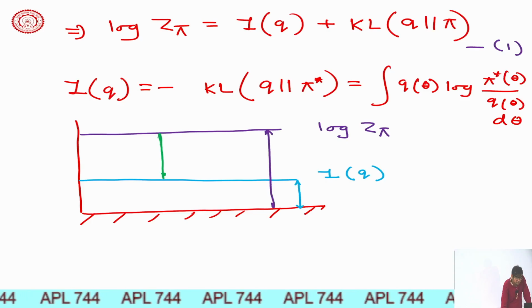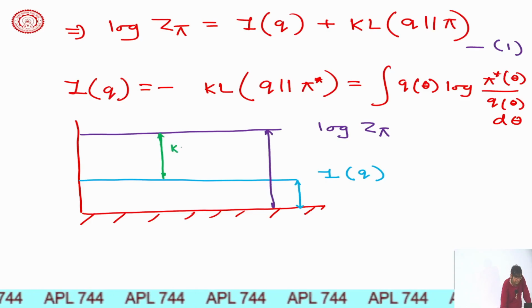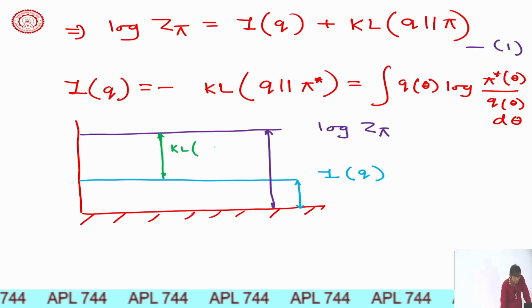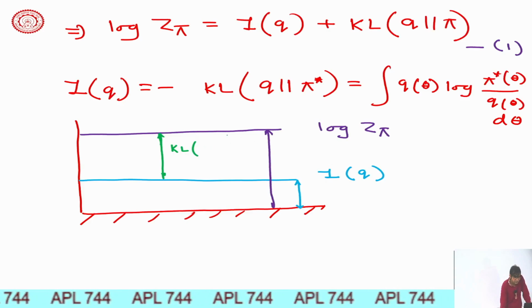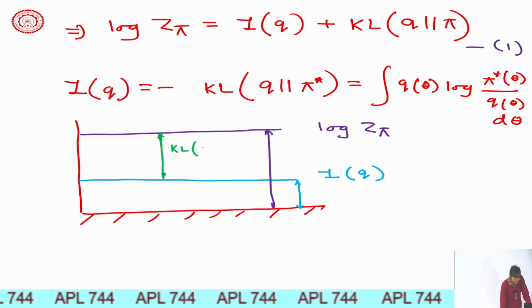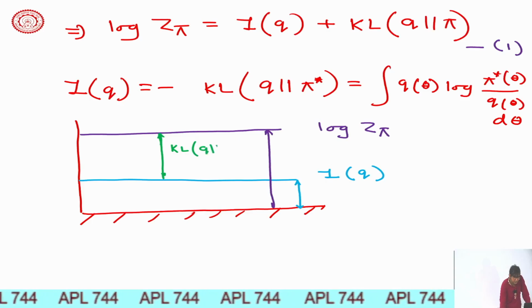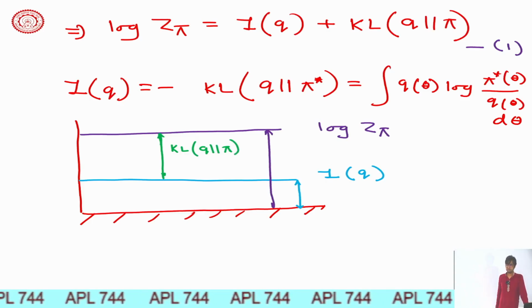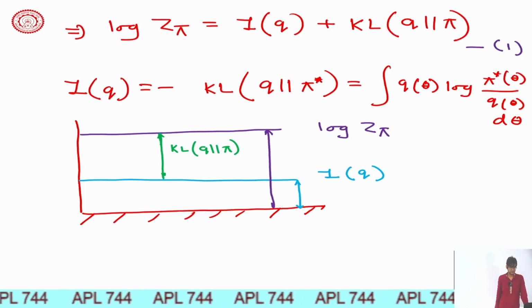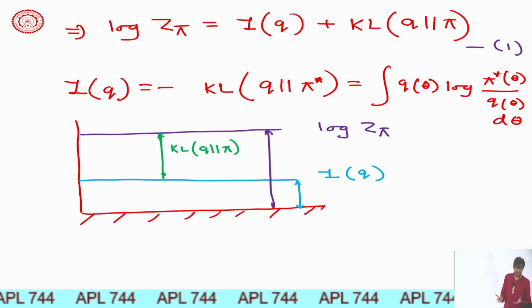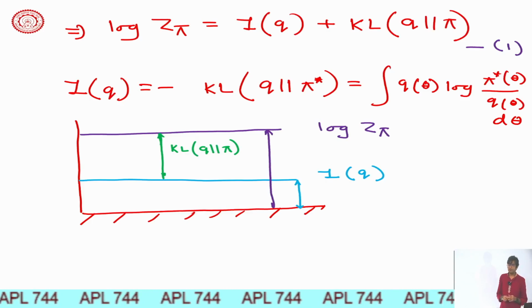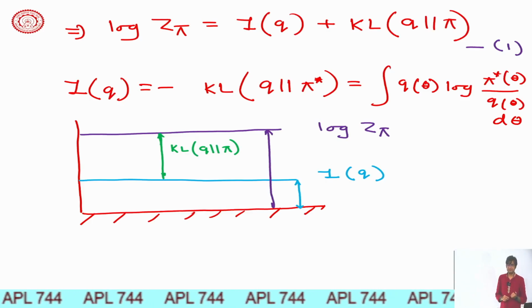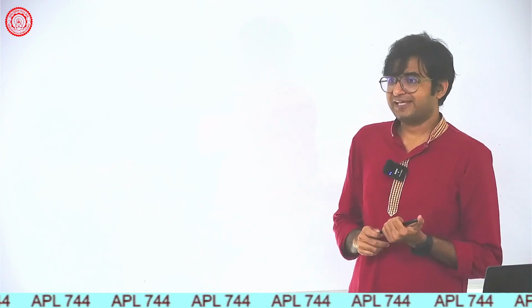So, this is equal to my KL between q and pi. Okay. Clear? Now what do you want your KL between Q and pi to be? What is the ideal value of KL between Q and pi? 0. Remember, KL divergence is always greater than or equal to 0. Okay. And you want it to be 0.